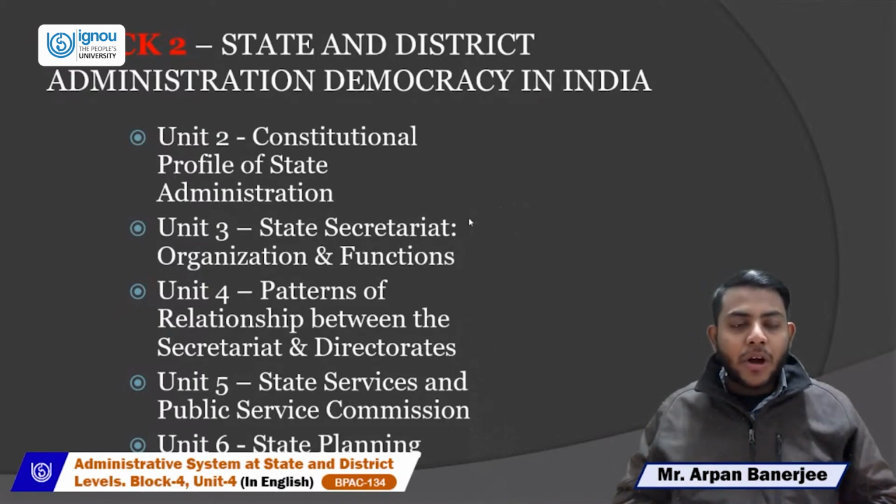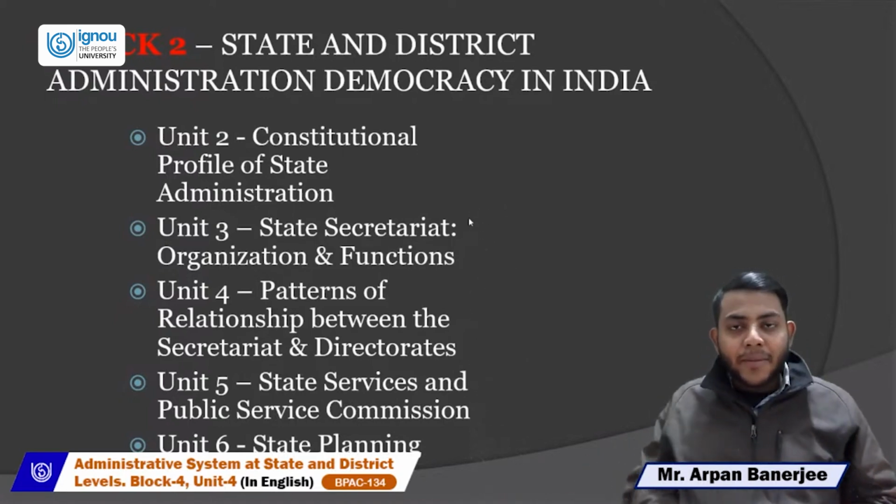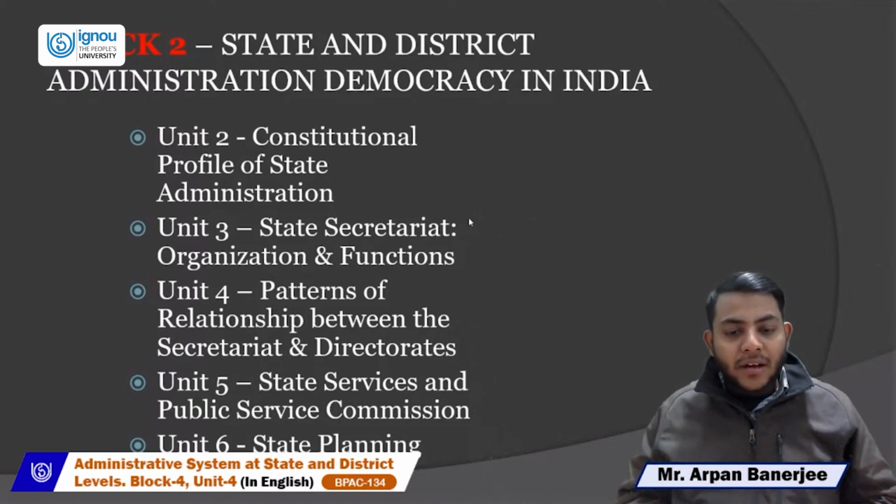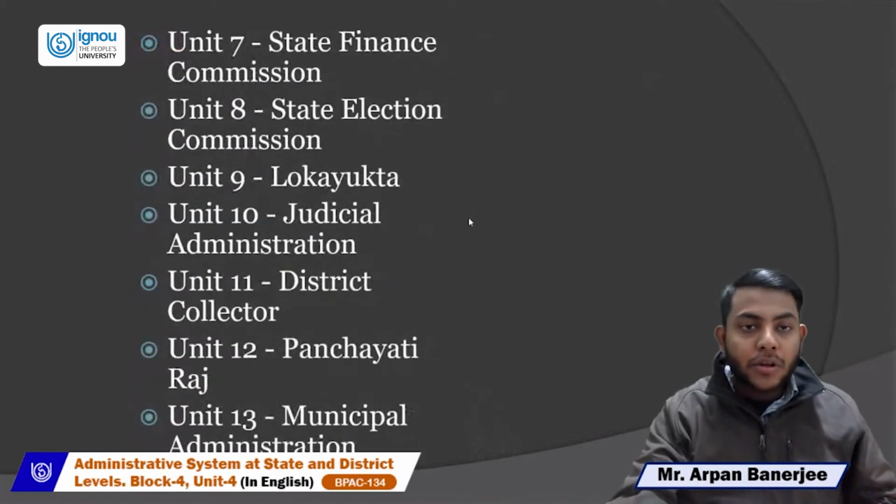And as part of the block 2 that we have been discussing, we have discussed the unit 2 of the block 2 that pertained to the constitutional profile of state administration. Afterwards, we discussed the organization and function of the state secretariat, followed by the patterns of relationship between the secretariat and the directorates at the state level. And we have also discussed the State Service and State Public Service Commission as well. And also, we have discussed the State Planning Board.